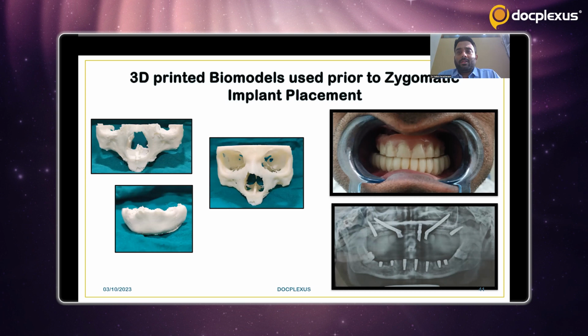The orientation also helps in not having wrong placement, because if the orientation is misplaced, then the drill bit can enter the orbit or the adjacent soft tissue.